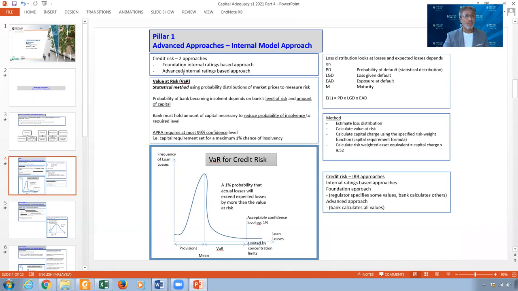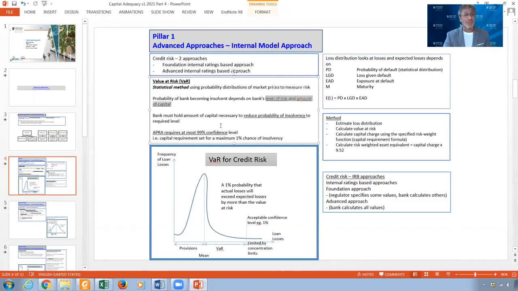So for credit risk there are two approaches here: a foundation internal rating based approach, where you have an internal rating instead of the rating by the rating agencies, and an advanced internal rating based approach. Then the value at risk uses the probability distribution of market prices to measure the risk. The probability of a bank becoming insolvent depends on the bank's level of risk and the amount of capital.